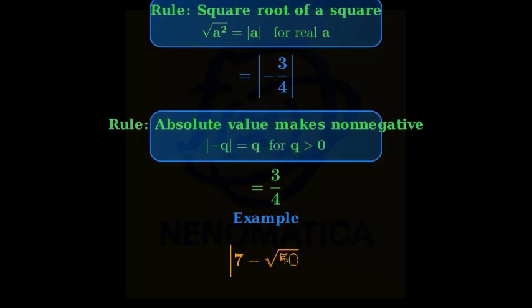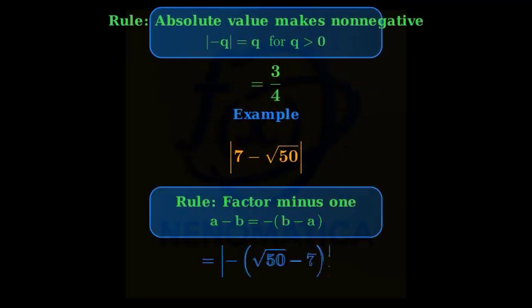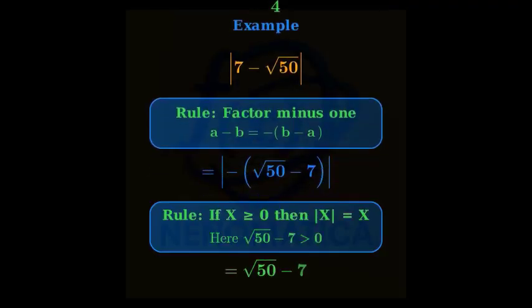Second example. Absolute value of 7 minus square root of 50. We will first factor out a negative to reverse the order. Using distributive thinking, 7 minus the square root of 50 equals negative of left parenthesis square root of 50 minus 7 right parenthesis. The absolute value ignores that negative. The quantity square root of 50 is slightly larger than 7, so the inner expression is non-negative. Therefore, the absolute value drops, and the result is square root of 50 minus 7.